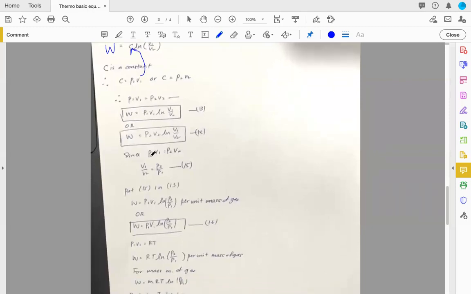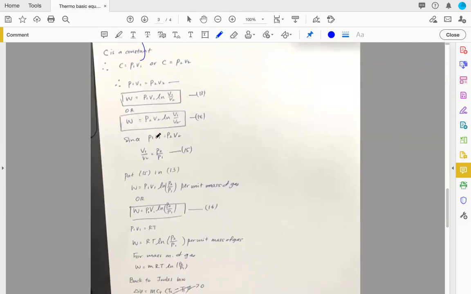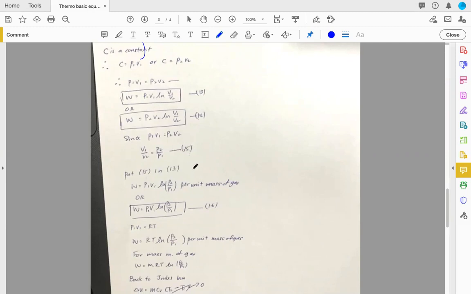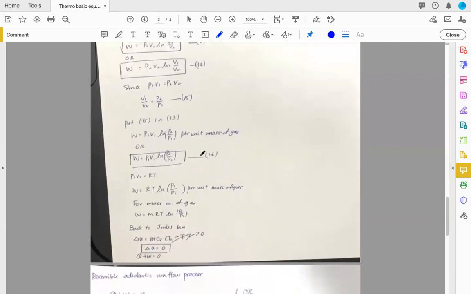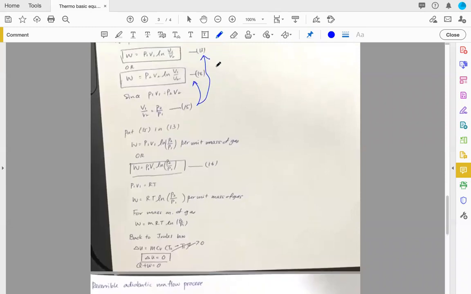We can still play around with it. Since P1 V1 equals P2 V2, we can rearrange it and replace the V1 over V2 using equation 15. And therefore, you can have equation 16. Or you can have W equals P2 V2 ln V1 over V2, P2 over P1. You can use this equation to replace in equation 14 or equation 13.